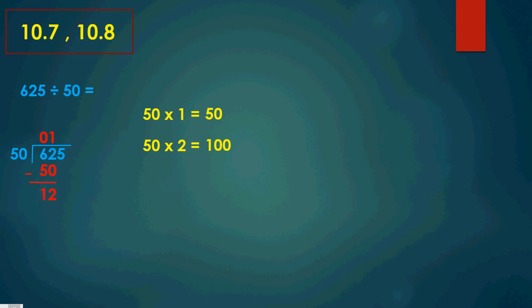What's the next step, guys? Good job. I need to move down the 5, okay? And I start over the procedure. Now I need to know how many times does the 50 fit in 125. Okay, I know that 50 times 2 is 100. So I need to continue, because 100 is less than 125. So let's do 50 times 3, it's 150.